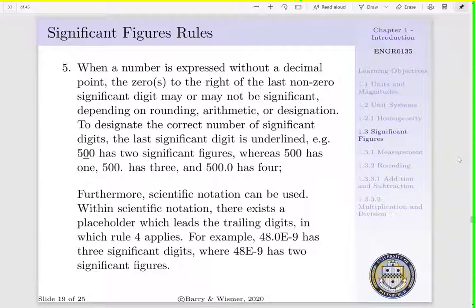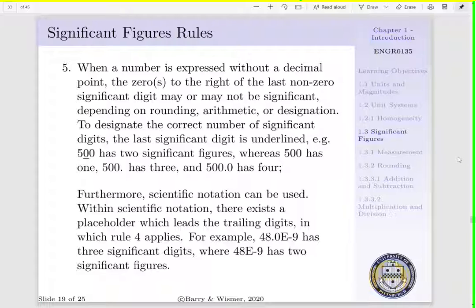And lastly, when a number is expressed without a decimal point, the zeros to the right of the last non-zero significant digit may or may not be significant, depending upon the previous mathematical operations or designations. For us to designate the proper number of significant digits, the last significant digit is underlined. For example, 500 with an underline for our first zero indicates that this has 2 significant digits associated with it, whereas 500 with no underline only has 1 significant digit. 500 with a period after our last zero has 3 significant digits, and 500.0 has 4 significant digits.